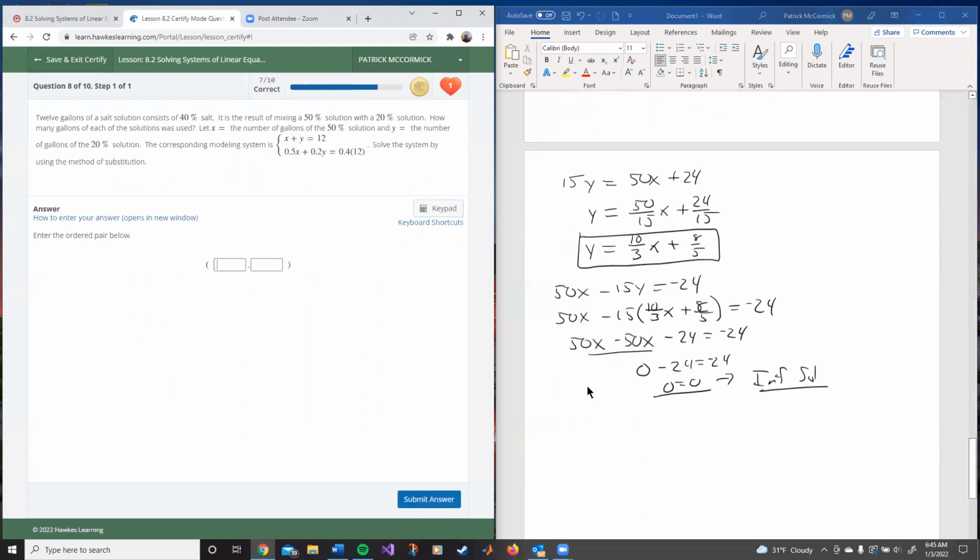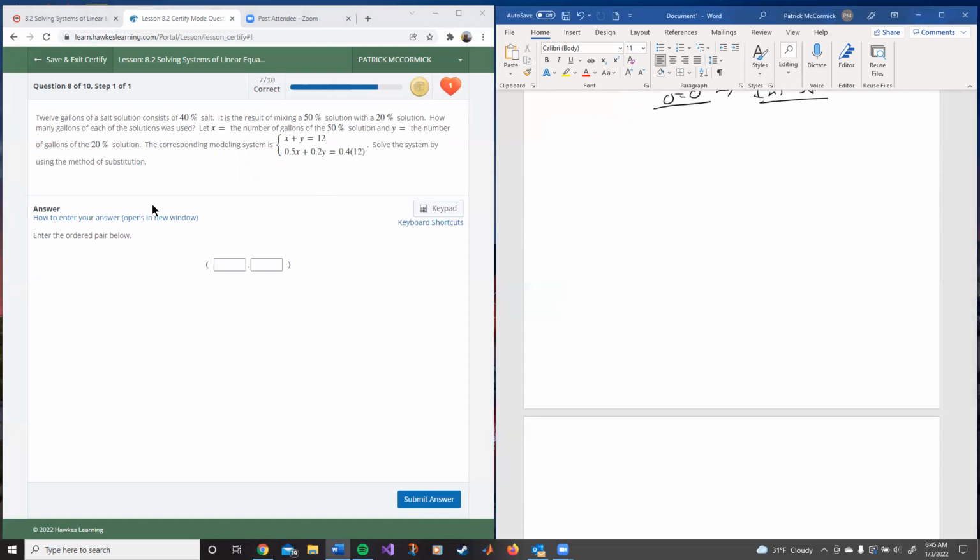All right. So number 8. Looks like we got a word problem, so let's read this out. We got 12 gallons of salt solution consisting of 40% salt. It is a result of mixing a 50% solution with a 20% solution. How many gallons of each solution was used? Let X equal the number of gallons of 50% and Y the number of gallons of 20%. The corresponding system is as such. Solve the system by using the method of substitution. Okay, so we need to solve this system for X and Y. Let me write it down.